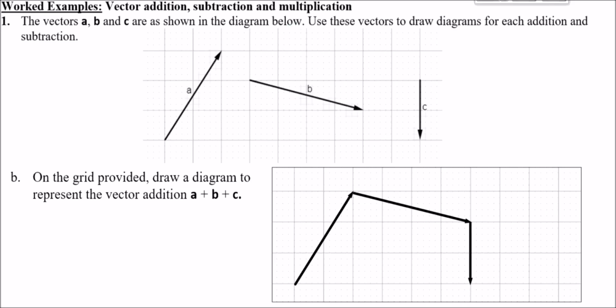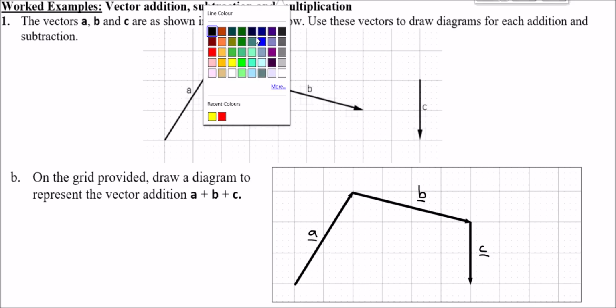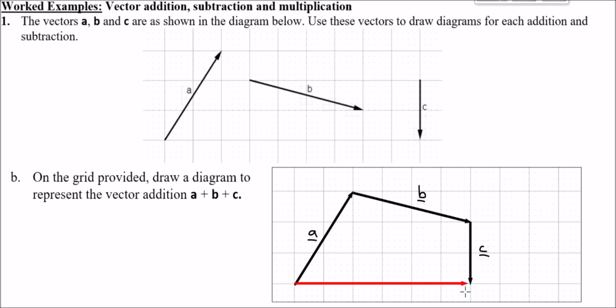And so I can label this on. So this one here is A plus B plus C. Then the resultant A plus B plus C is just going to be going from here through to there. So A plus B plus C is this one along the bottom.